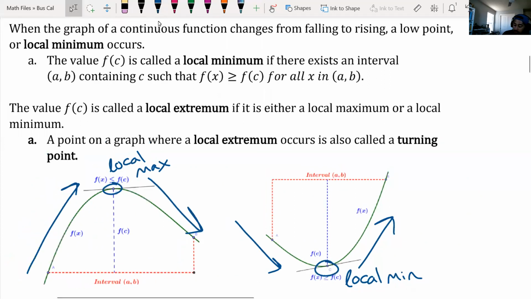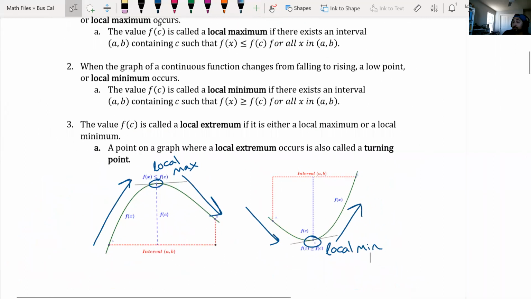Okay. And then 3, the value f of c is called a local extremum if it is either a local maximum or a local minimum. So what's going to happen is that this value of c is going to be called a critical number or a partition number. So the way we find c is by finding the first derivative and setting it equal to 0. So all we really have to know to summarize it is that maximums and minimums will occur at these critical numbers. And yes, I'll describe more.